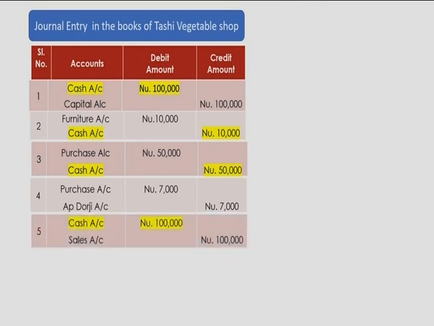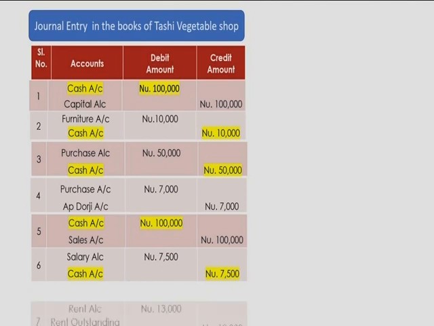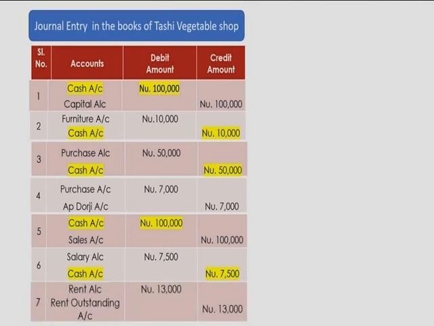Then fifth transaction is cash account debit to sales account. So sales account is a revenue account. When there is increase in revenue, it is credited. See, sales account is recorded on the credit side. Cash account, here when you sell vegetables, cash comes in, cash is asset. When there is increase in asset, it is debited. Sixth transaction, salary account debit to cash account. Then you have rent account debit to rent outstanding account, Nu 13,000.